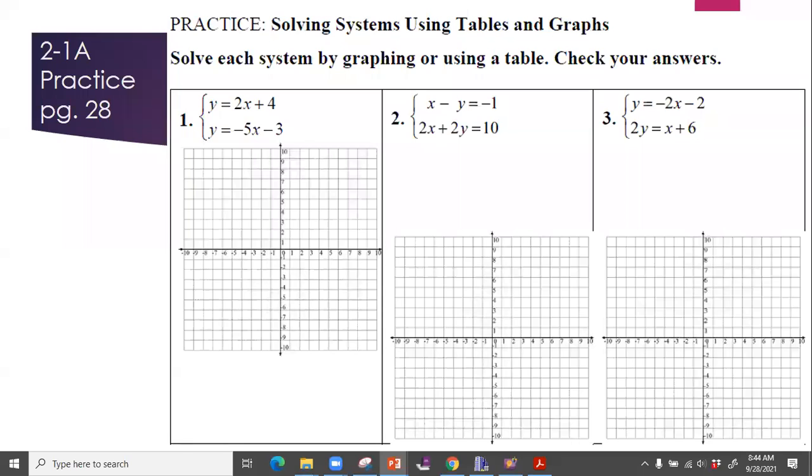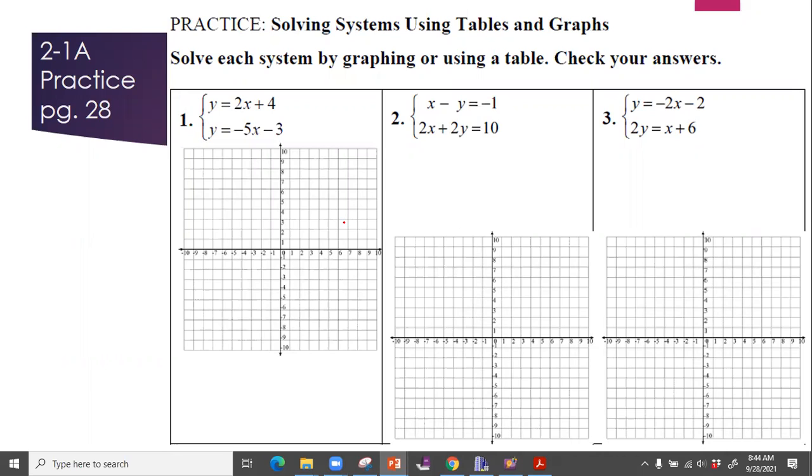Using the notes from yesterday, we're going to go over how to analyze these, how to go through these problems. So we first have our y equals 2x plus 4 and y equals negative 5x minus 3. To find where they intersect, we're going to have to graph both of them, right? So we graph using our y-intercept and our slope.